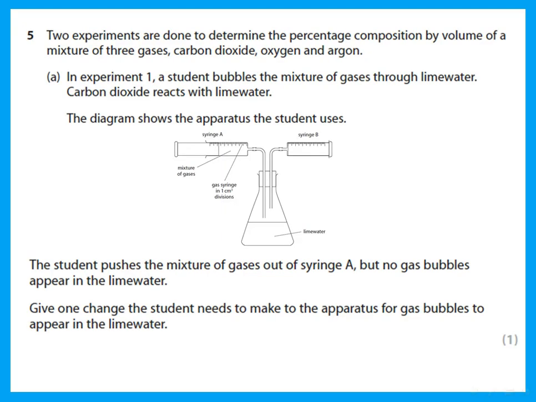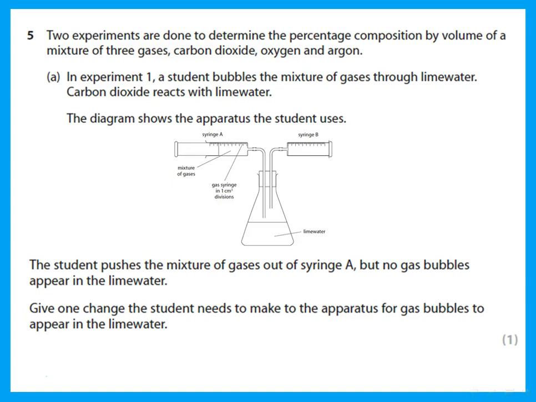2 experiments are done to determine the percentage composition by volume of a mixture of 3 gases: carbon dioxide, oxygen, and argon. So he has these three gases in a mixture. In experiment 1, a student bubbles the mixture of gases through lime water. Of course, when you bubble gases through lime water, the one that reacts with the lime water is the carbon dioxide. The diagram shows the apparatus that the student uses.